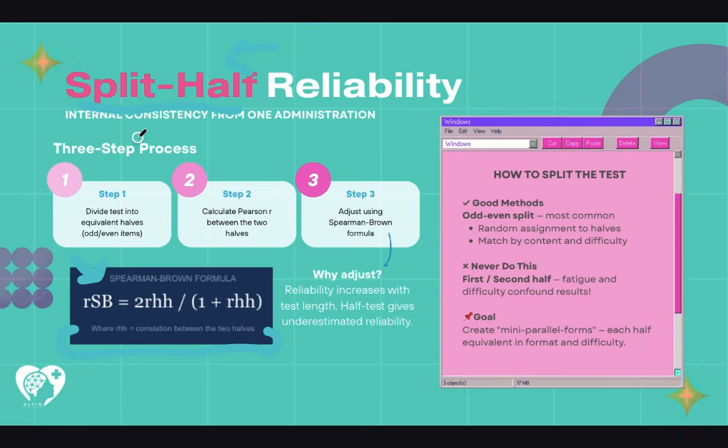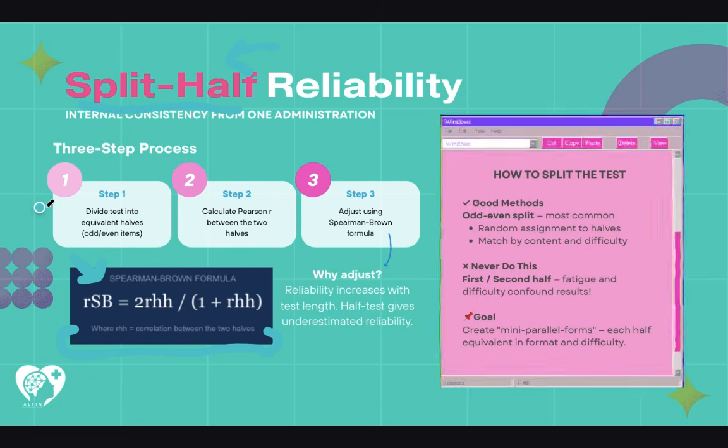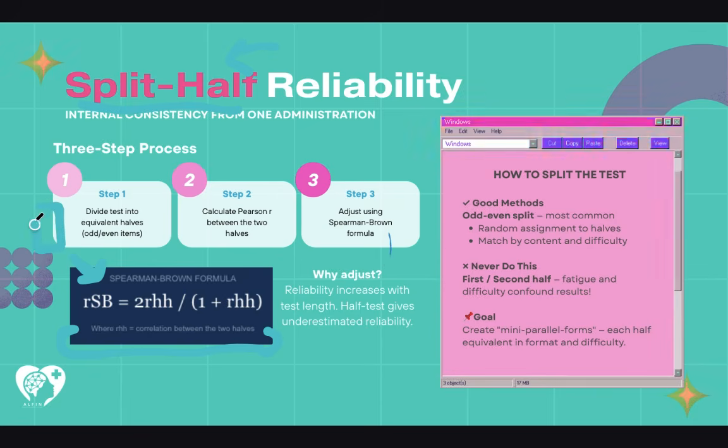So how does this work? What are the steps in split half? The first is you divide the one test into equivalent halves. So for example, in our earlier example, the quiz with 40 items, you divide the items into two.